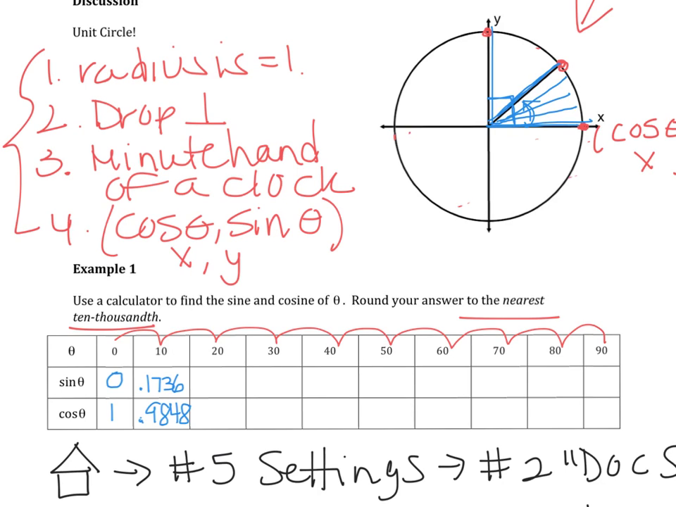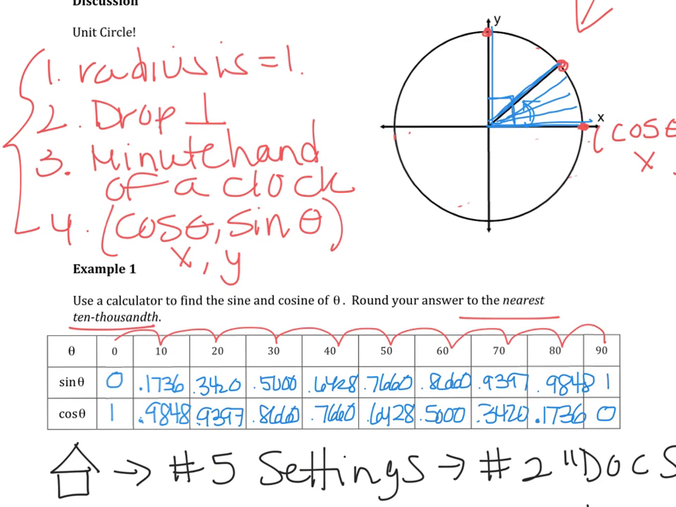Fill in the rest of the boxes by finding the sine and cosine of the remaining angles. And don't forget to round to the nearest 10,000th spot. That's very important. In addition to that, compare your answers to mine when you're done. So go ahead and press that pause now.